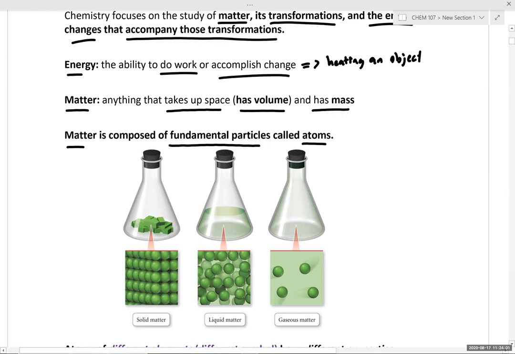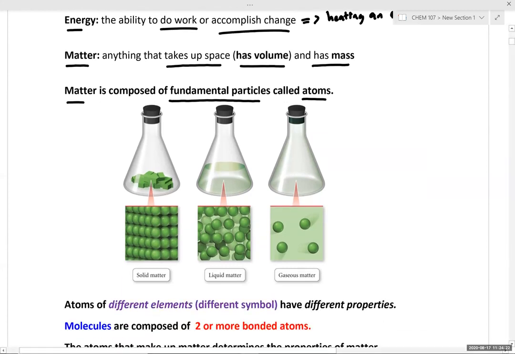Now, as chemists, the primary thought process is to think about matter not in terms of its bulk behavior, but rather from an atomic or micro scale perspective. And by understanding the small subatomic particles and the atoms that make up matter, we can understand and rationalize the properties of matter. Okay, so matter is composed of fundamental particles called atoms.